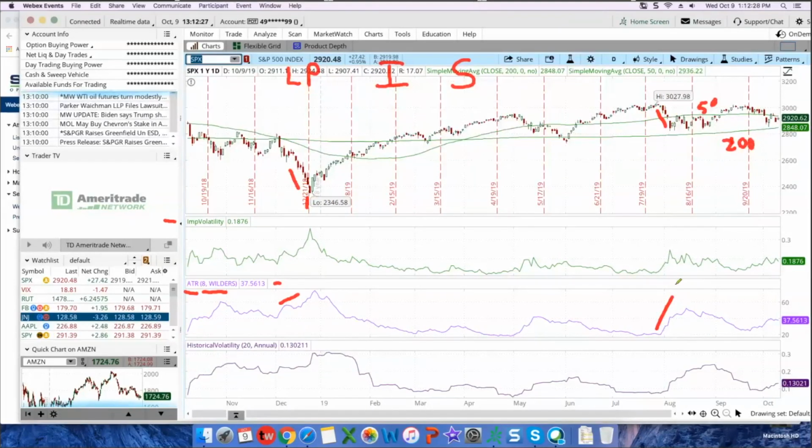So as we see a higher ATR, it's basically like the pilot saying, we're going to have a lot of turbulence. We're going to take some precautions. So we're trying to navigate through these markets, not so much focusing on which way the market's going. I think that's useless.